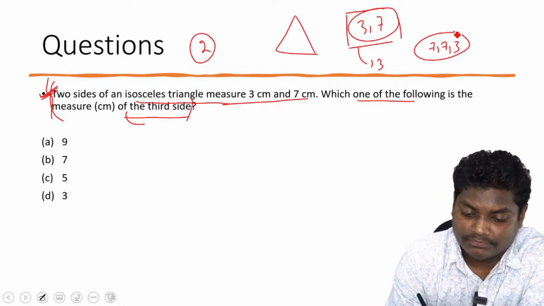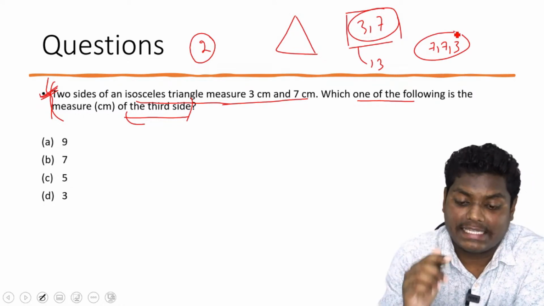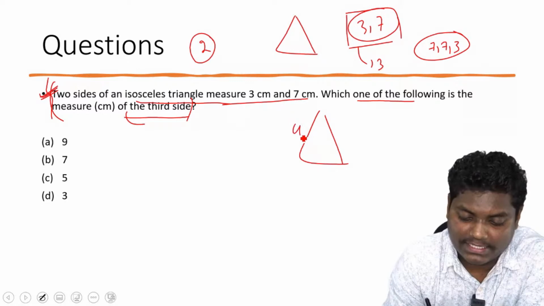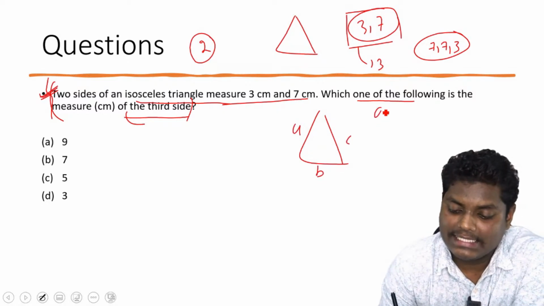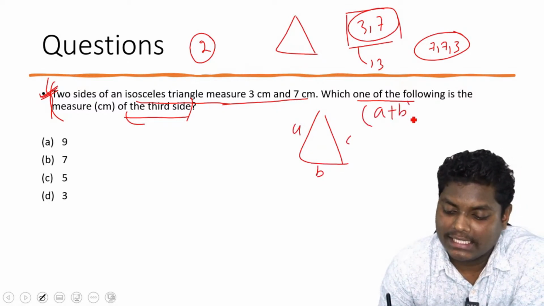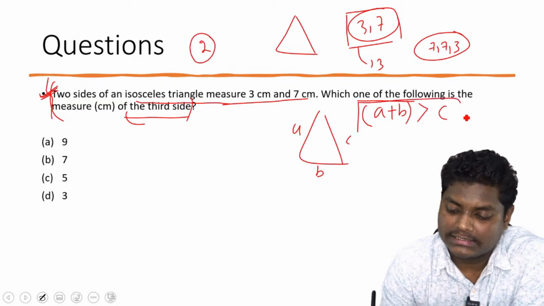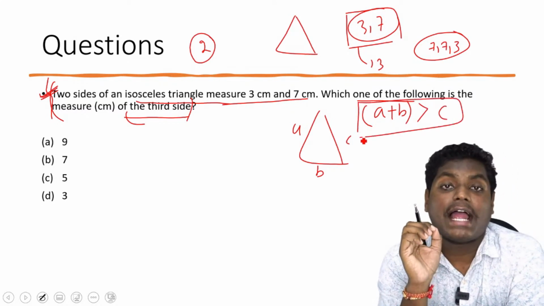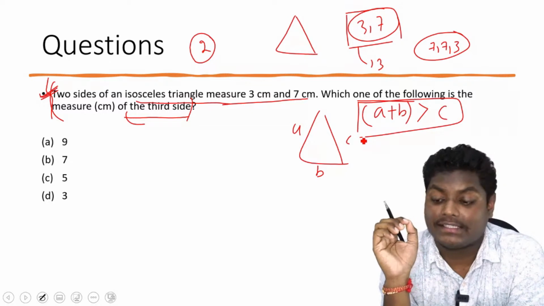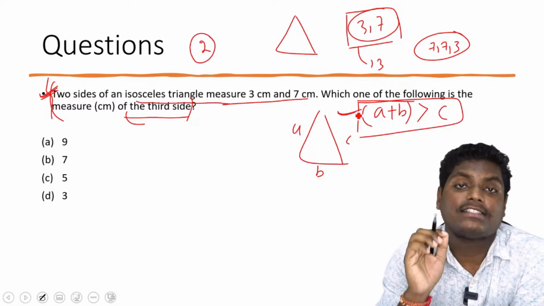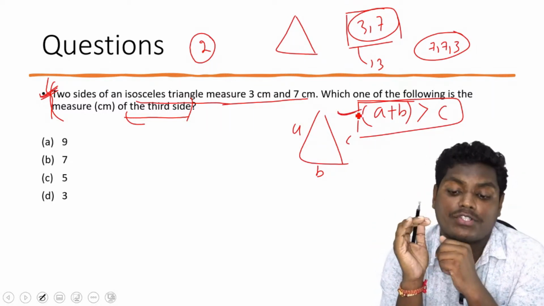Now the angle sum property says, if we are having a triangle with sides A, B, C, that if we add up two sides, this needs to be greater than the third side. This is what is important. If we add up two sides, this needs to be greater than the third side. This is the angle sum property. So using this, we could solve this question.